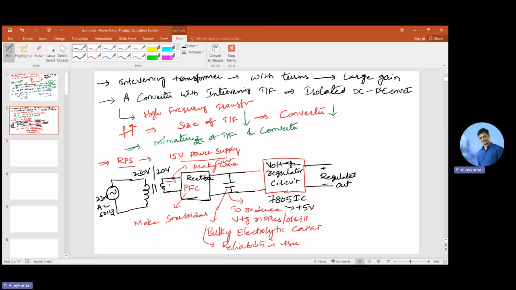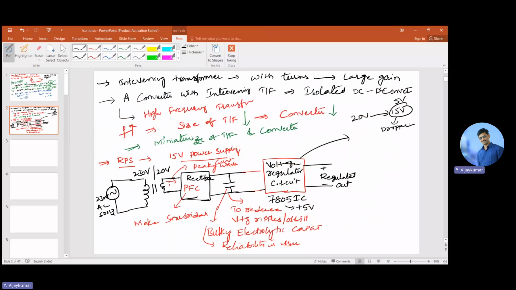Because we are using ICs here, we have different ICs that we are using. The input voltage that we are giving is 20 volts, and 15 volts is dropped, and the 5 volts is the output that we are going to get.